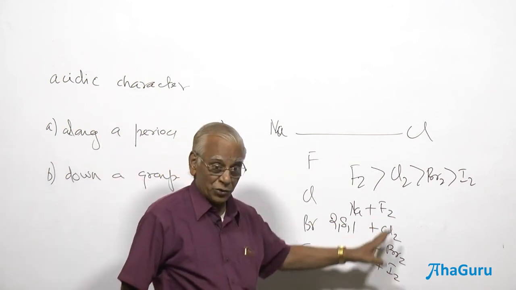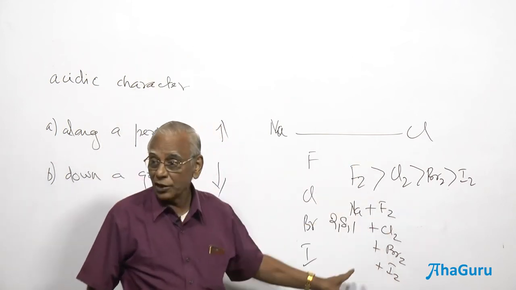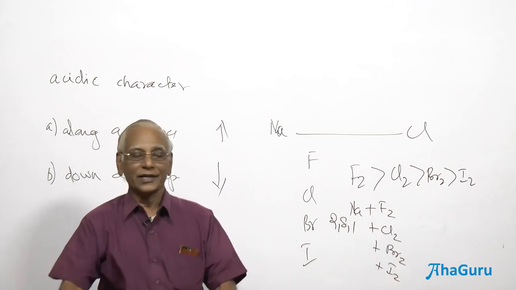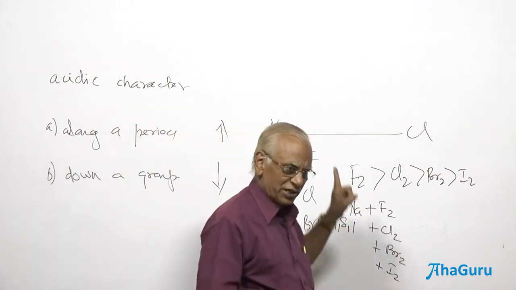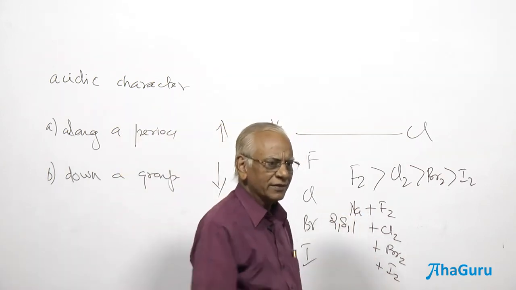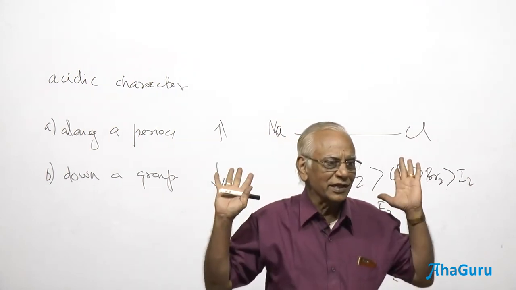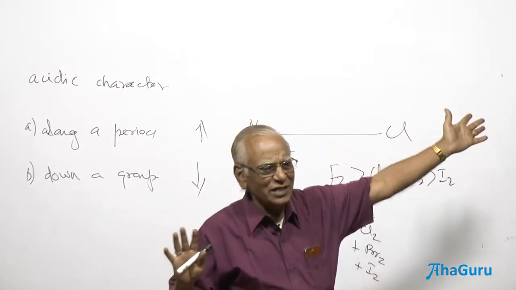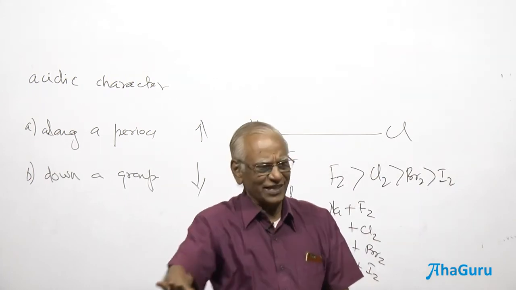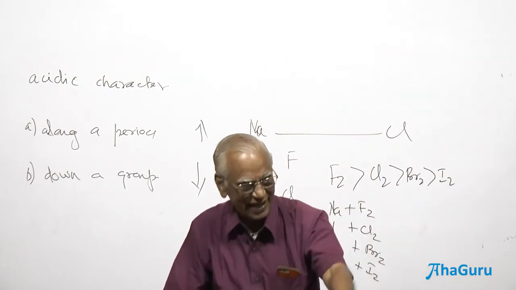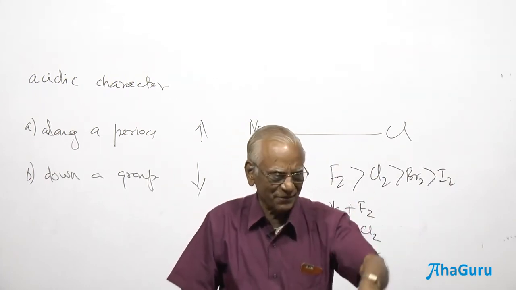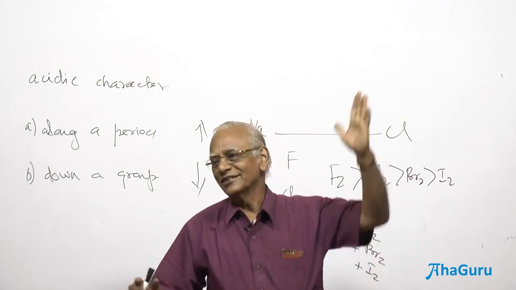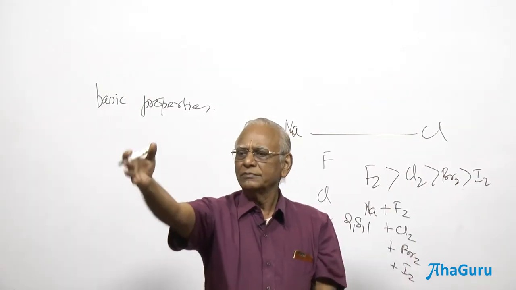Therefore, which property should you make use of here? Electron gain enthalpy or electronegativity? Electronegativity. Do you have HF, HCl, HBr in group 17? That's all. As simple as this. Why do you go to the compounds of those compounds? I am not interested at all. I am taking those elements only. What are the elements of group 17? That's all. Down a group.